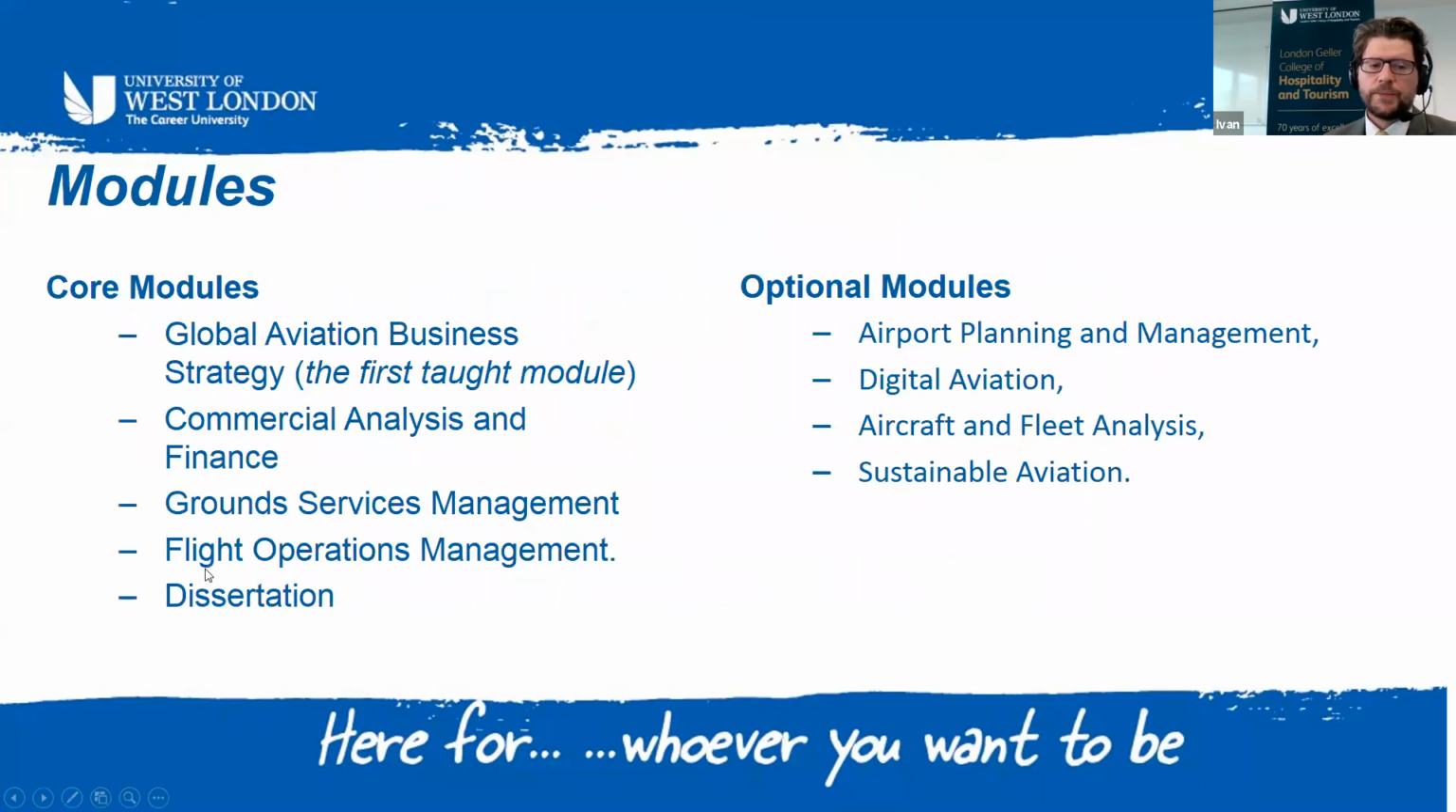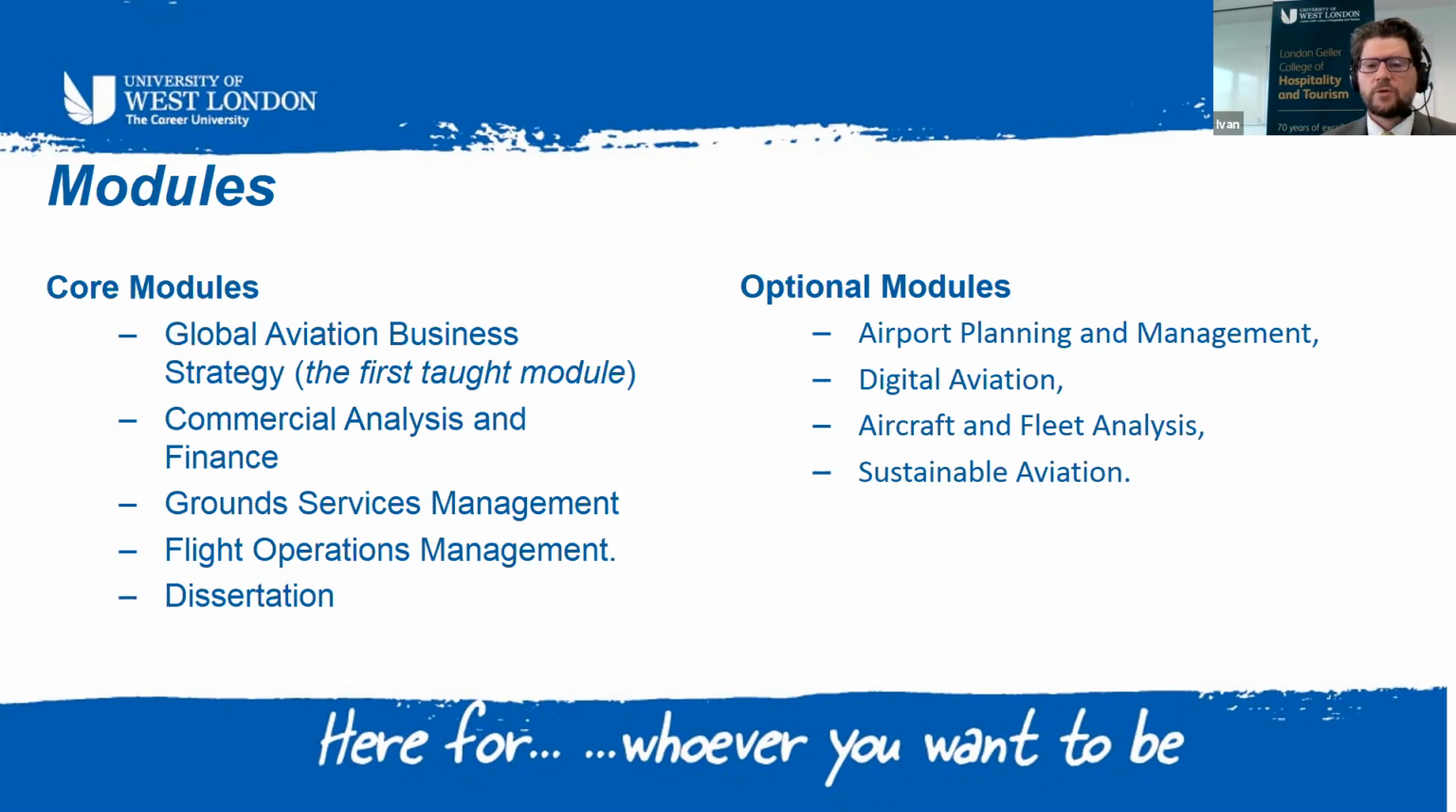Modules. Core modules and optional modules. Each and every student has to complete a number of modules. It's 6 modules plus dissertation. If you can see here on this list, we have 4 core modules, and these modules have to be completed by everyone in the course. So basically, global aviation business strategy, commercial analysis and finance, ground service management, and flight operations management. These are core modules. Every student has to complete these modules.